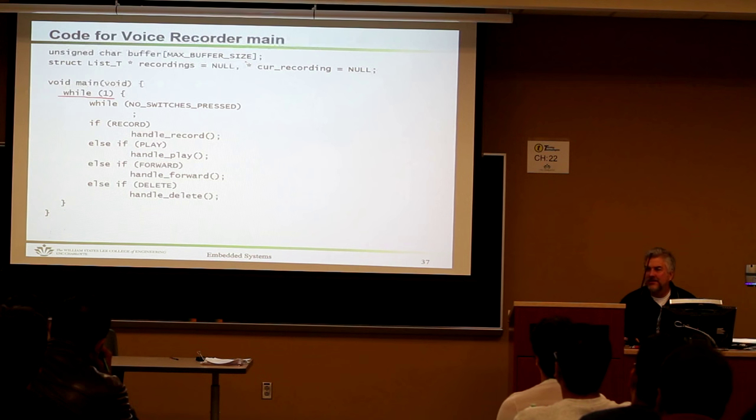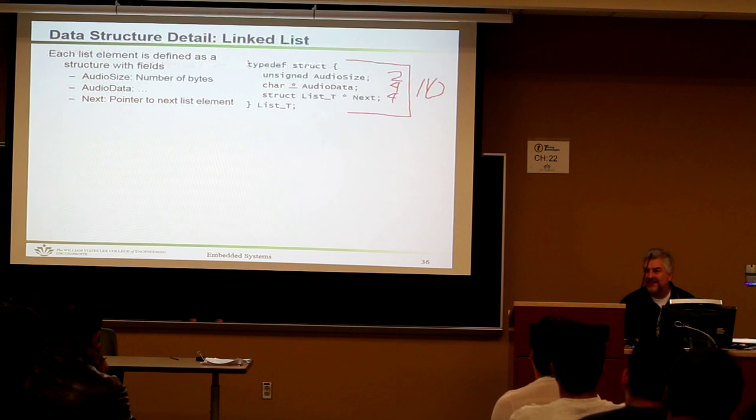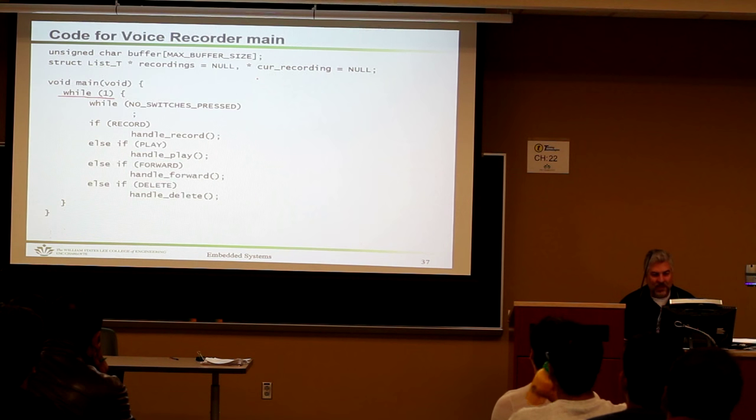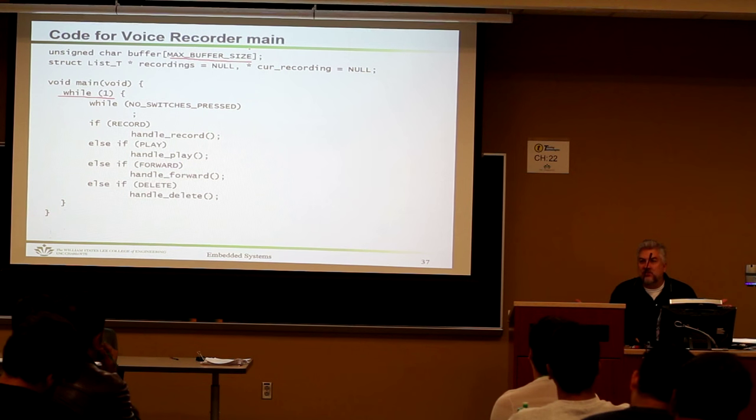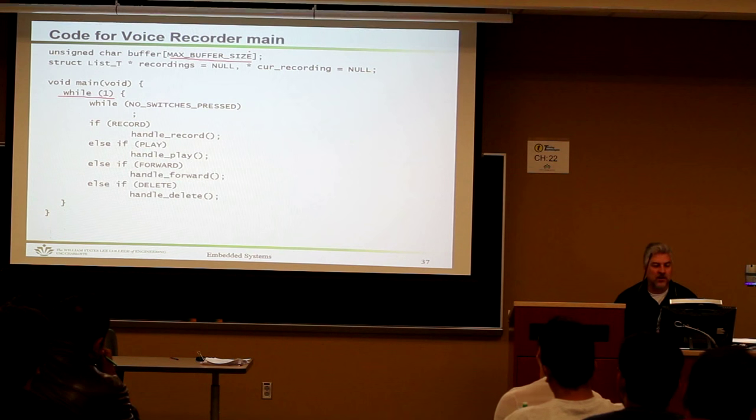By the way, how big can the max buffer size be anyhow? What's the maximum size? The number of bytes? 64K, right? So wouldn't it seem logical that max buffer size would be 64K or less? Because otherwise you can't store the size of it if it's bigger than 64K. So this is going to have to be 64K or less, a K being 1024 in our case.